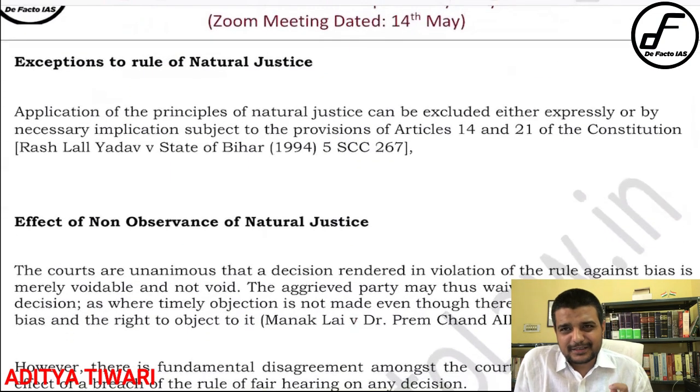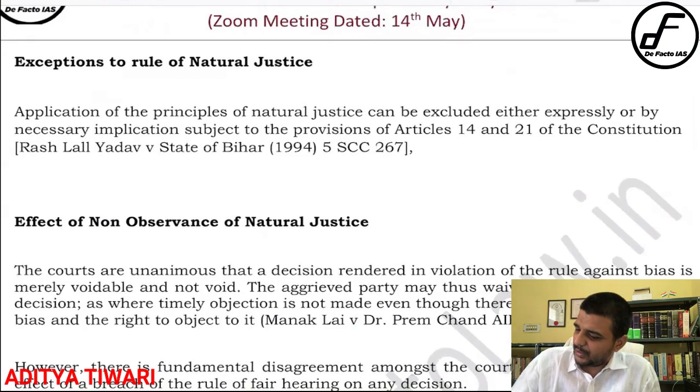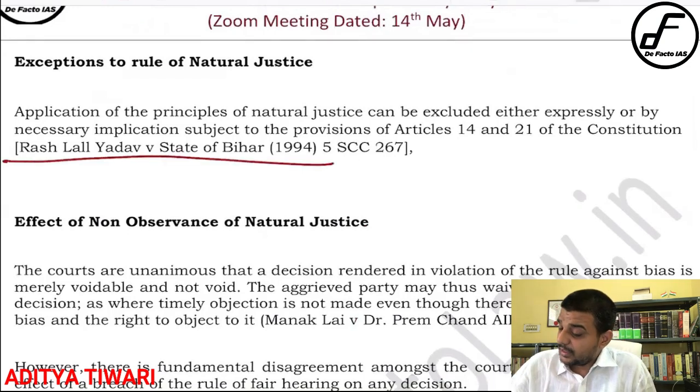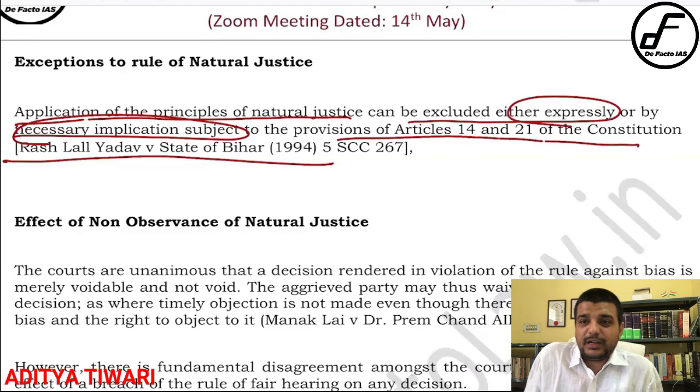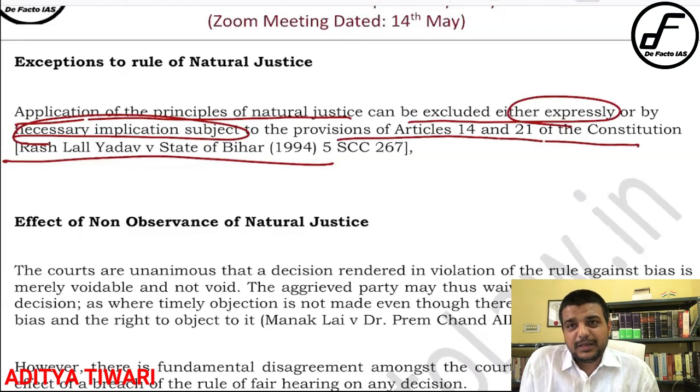Now there are multiple exceptions. I have cited only one in this particular case, Raslal Yadav versus State of Bihar. Application of principle of natural justice can be excluded either expressly or by necessary implications, subject to the provision of 14 and 21 of the Constitution, right? So it means you can waive it by necessary implication, like that case of Rajendra College case, that the inquiry is not practicable.